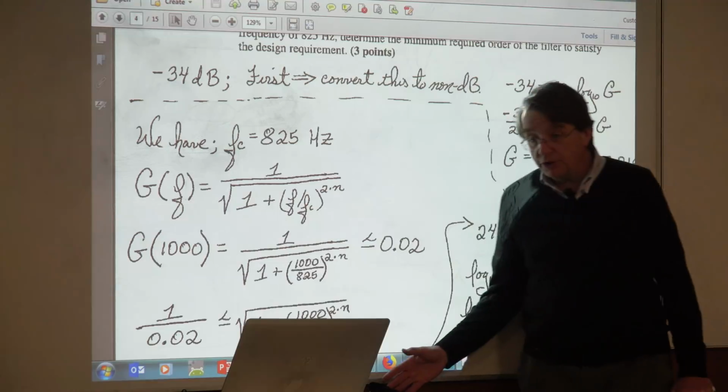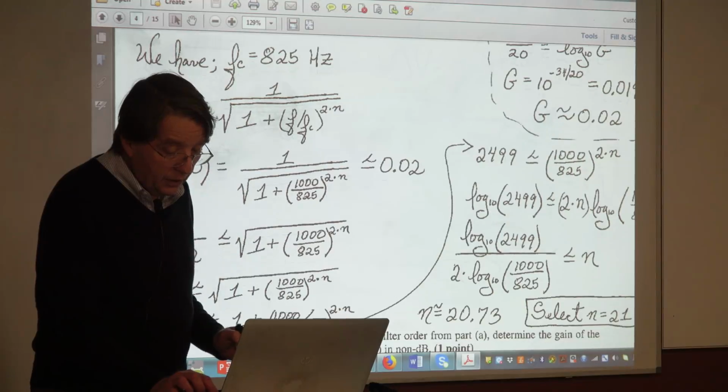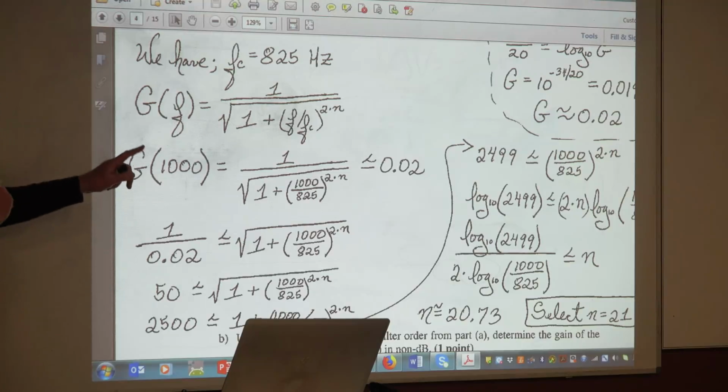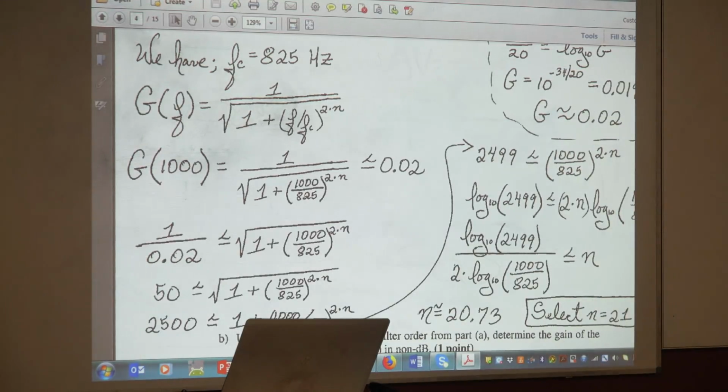Now, all of this is posted. You can go through it. Make sure you can solve for n. So we go through it, solving step by step, and I get a value of 20.73, which is a big number. Now, can I use 20? No. I always have to go up. Even if it was 20.1, I'd have to go up to 21. So it's not rounding. You always go up. So to make this system work, I need a filter whose order is 21.